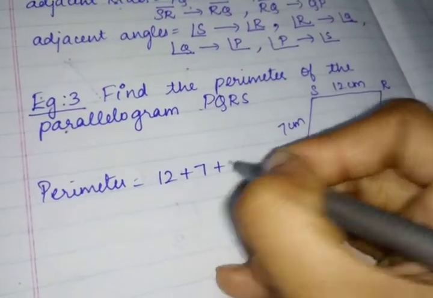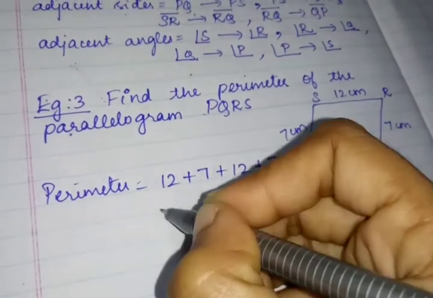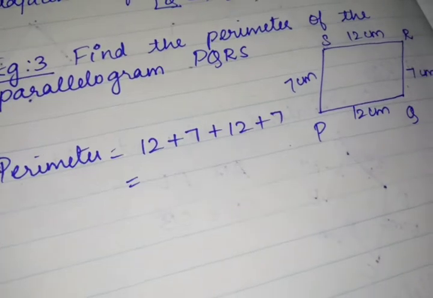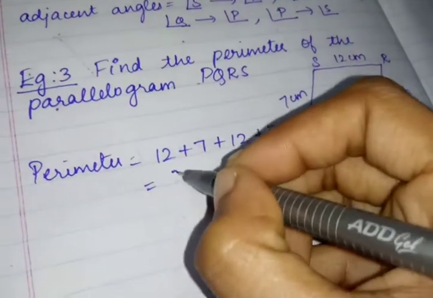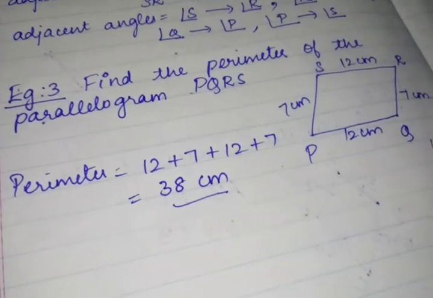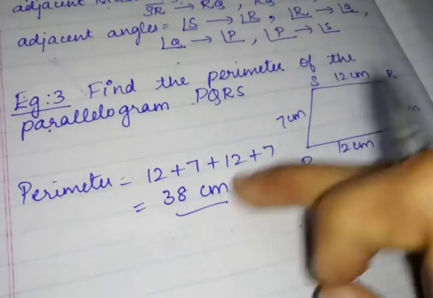12 plus 7 plus 12 plus 7. Okay, 12 plus 7 plus 12 plus 7. 19 plus 19, 38. So, 38 centimeter. Perimeter means what? Centimeter. If it is the area, centimeter square.